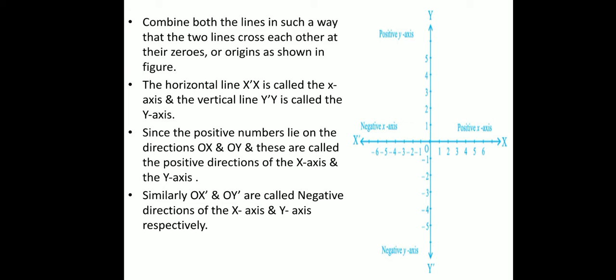The horizontal line x dash x is called the x-axis and the vertical line y dash y is called the y-axis. Since the positive numbers lie on the directions OX and OY, these are called the positive direction of the x-axis and the y-axis. Similarly, OX dash and OY dash are called the negative direction of the x-axis and y-axis respectively.